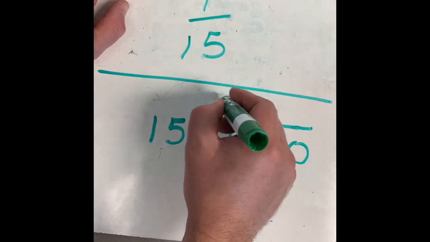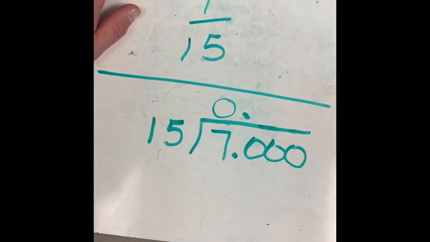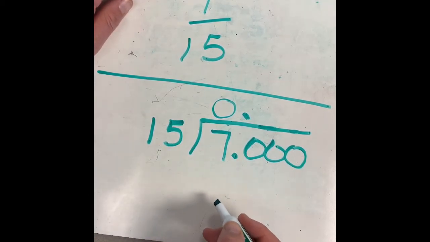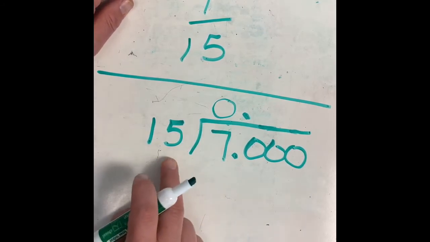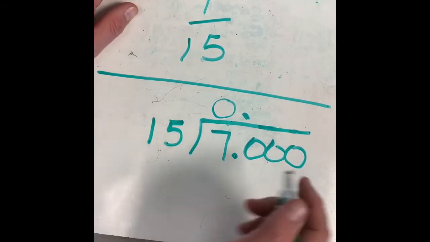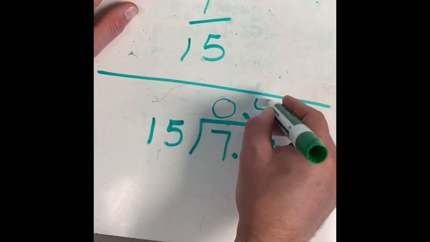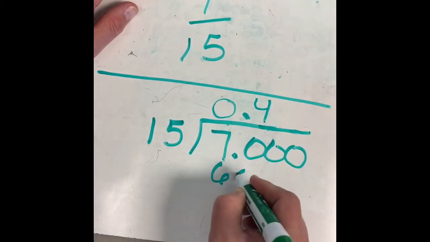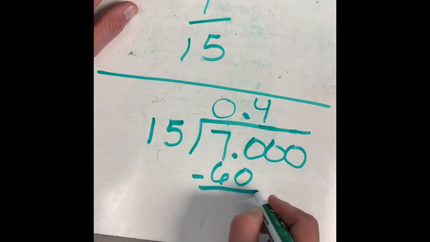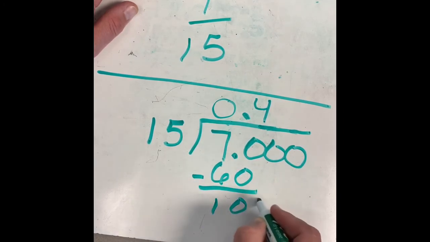Of course, we can't take 15 out of 7, but I can take groups of 15 out of 70. I actually happen to know that my 15s, because 15 plus 15 is 30, and if I do that twice, I get 60, which is as far as I can go close to 70 without going over, which is actually 15 times 4. 15 times 5 would be 75, which would be a little bit too big. So I've got 10 left over.